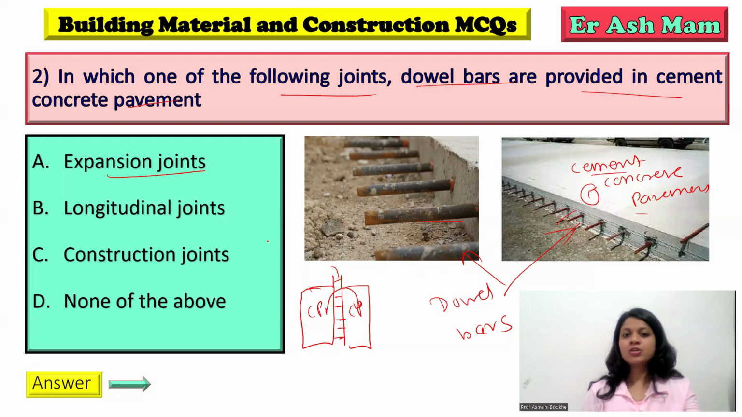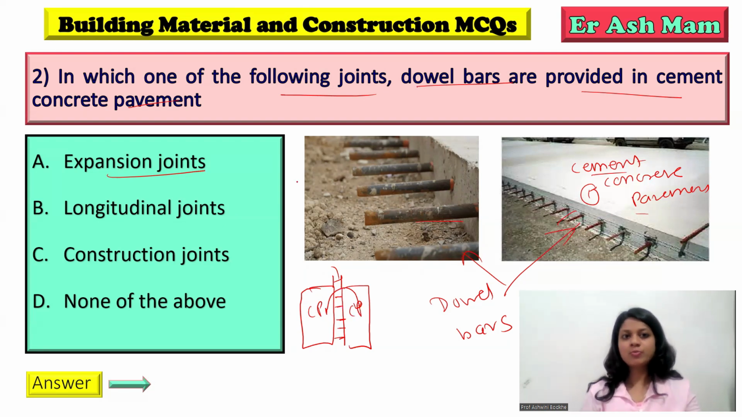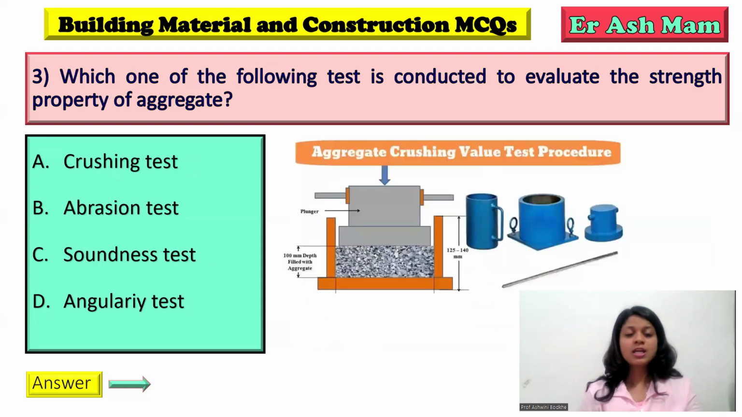These gaps are provided because, during temperature variation, expansion and contraction occur in concrete pavement. Therefore, we provide this gap, which is called an expansion joint. So dowel bars are provided in the case of expansion joints. Therefore, the answer is A.